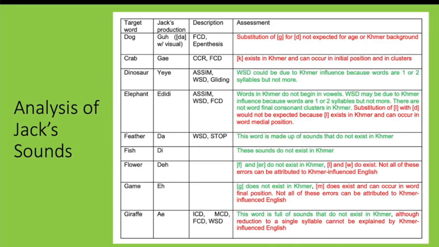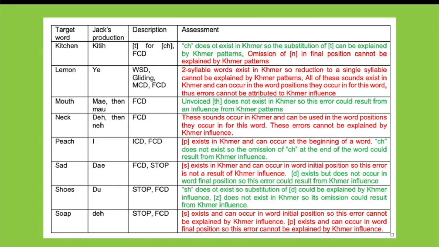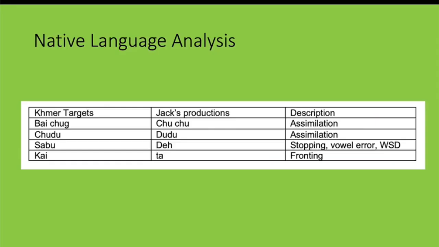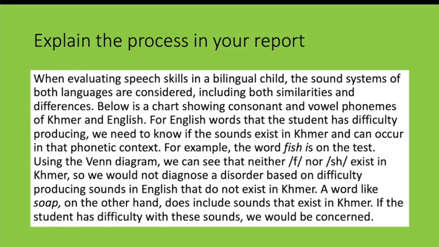So once we've gone through the list of English words and have made decisions about those, we also want to look at his productions in Khmer. So we have a few here. One is by chug, and he says choo choo, so he's using assimilation. Choo do is one word, and he said doo doo, again, assimilation. Sabu, and he says de. So we have stopping, we have a vowel error, and we have weak syllable deletion. Kai, he says ta, so he's doing some fronting and changing of the vowel. So we're seeing a lot of errors in the native language as well, which is really telling.